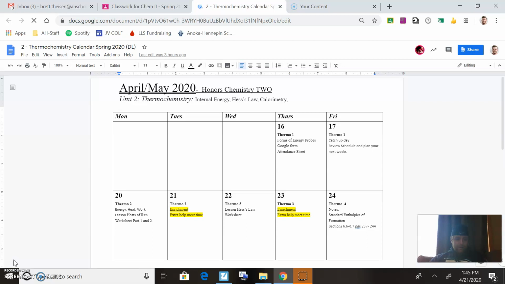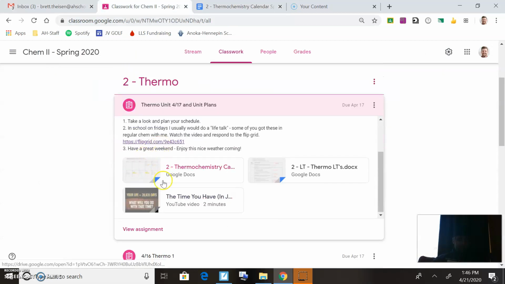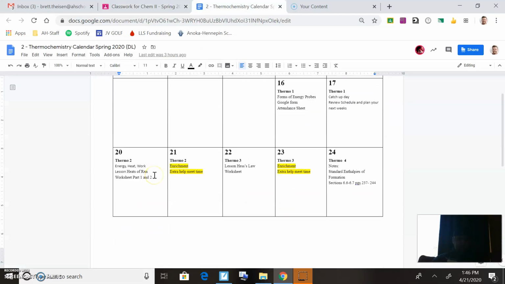Just checking in here. We're going to do a lesson, but I just want to touch base with you about the calendar. The place to check is always the Thermo unit, under Thermo unit plans in this Google Doc. I went away from the daily attendance sheet. You might have one, but basically you get a lesson for every 2 days. I think it's a little more manageable for people.